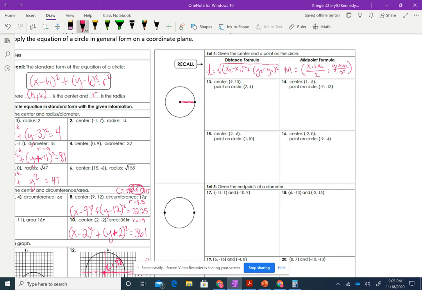My h, k is 1, negative 5. Okay, and the point on the circle is negative 7, negative 13. So I'm going to use the distance formula to find the distance between the 2 points. So distance equals the square root of. I always set it up first. I don't know if you guys have noticed.